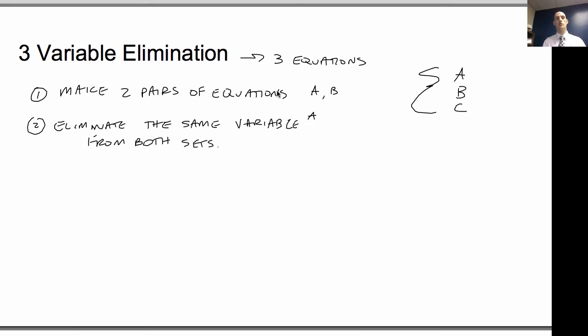So for example, you pair up A and B, and then A and C, and you're going to eliminate x from both of them. So you're going to do linear elimination, kind of like we've been doing, but you're going to eliminate x from both pairs. What that's going to do is pare it down to where you only have two variables that you're working with. Then you're going to solve the two variable system that remains.